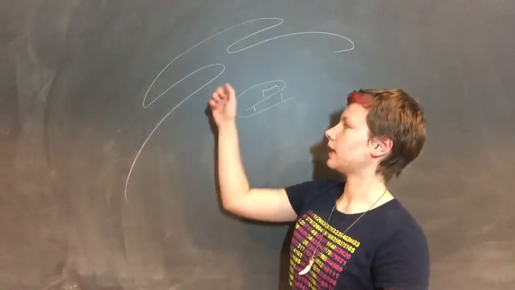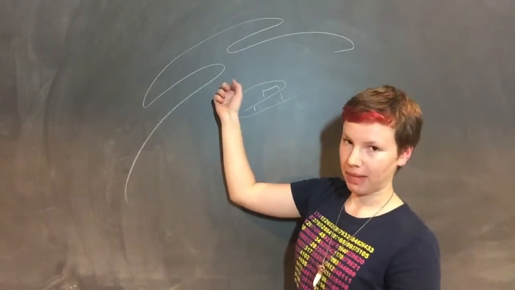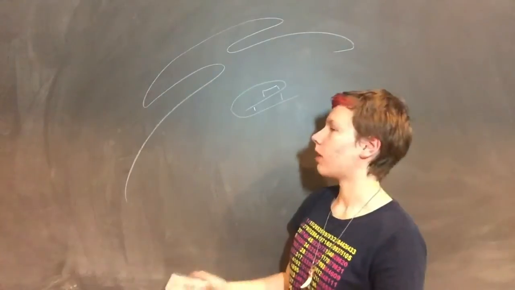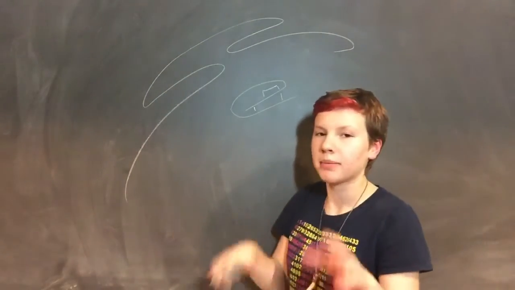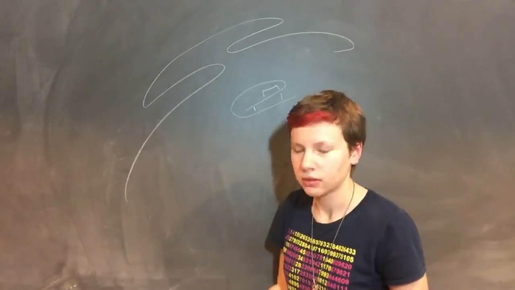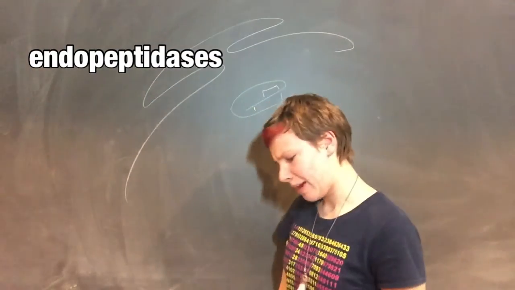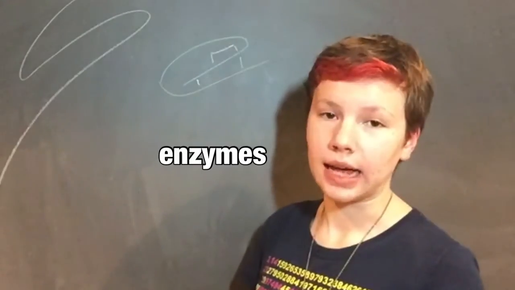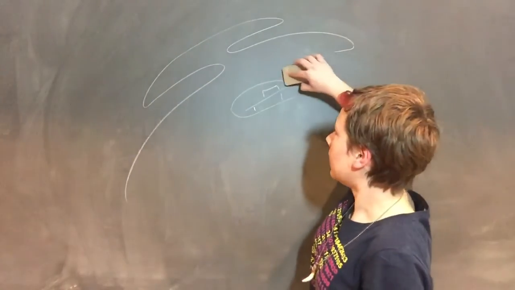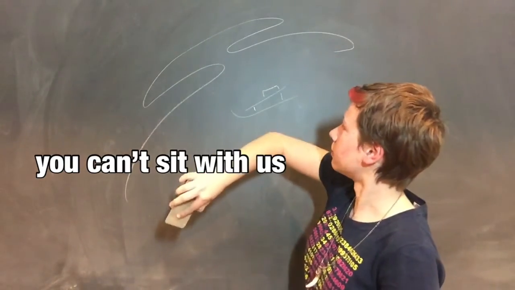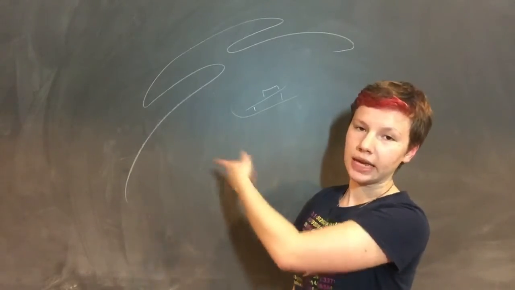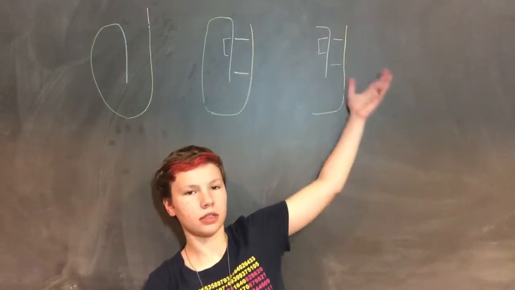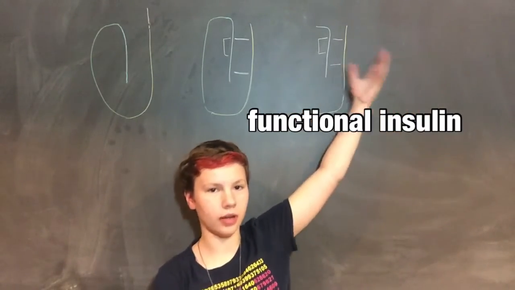Nice. We've still got this unwanted C peptide chain here. We don't need it. So what happens is we get some endopeptase enzymes. That's what they're called, right? Endopeptidases. We get some enzymes that come and they chop this bit right off. Then we're just left with the functional A and B peptides, which is functional insulin. And now we're here. This is insulin in its final form.